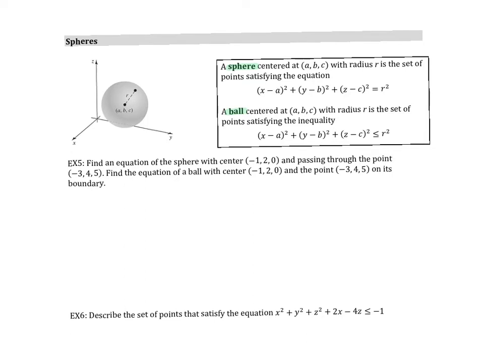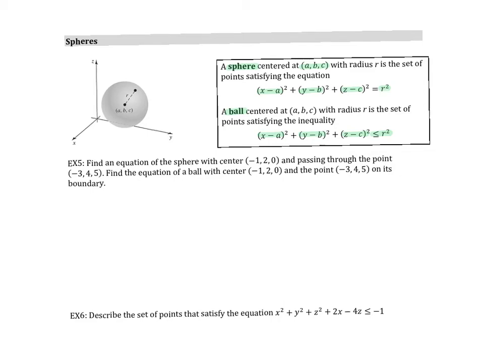So it's going to have a center, some center (a, b, c), and the equation is (x minus a) squared plus (y minus b) squared plus (z minus c) squared, and that's going to be equal to r squared. So the difference between a sphere and a ball is, since the ball is solid, the equation is going to be the same on the left-hand side, but instead we have less than or equal to r squared. So that gives us the solid piece. Everything inside the sphere is included.